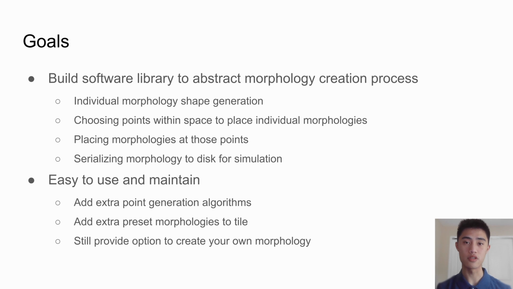My project was to build a software library to alleviate these issues by abstracting the morphology creation process. I target 4 key areas: the creation of an individual morphology, choosing points within an arbitrary space, placing the morphologies at those points, and finally serializing the data to disk for the simulation. I aim to keep the library easy to use and maintain, allowing users to add extra functions for generating points and preset morphologies, while still providing easy access to abstraction object internals to modify underlying data, such as if you wanted to still manually create your own morphology or only use specific parts of the library.